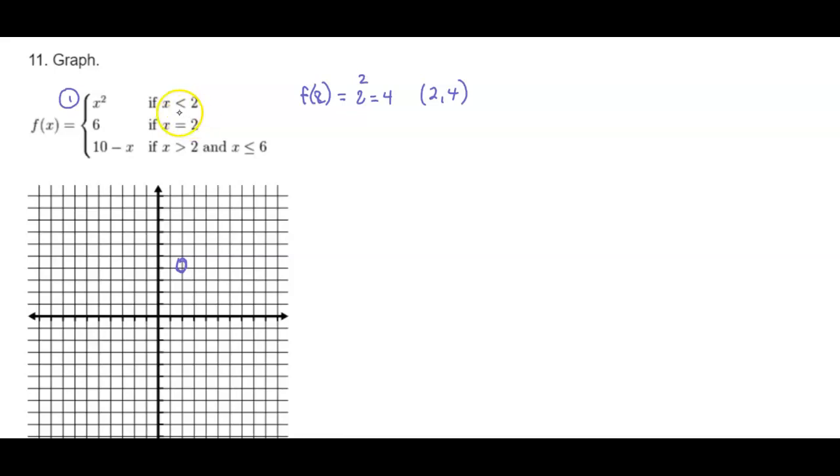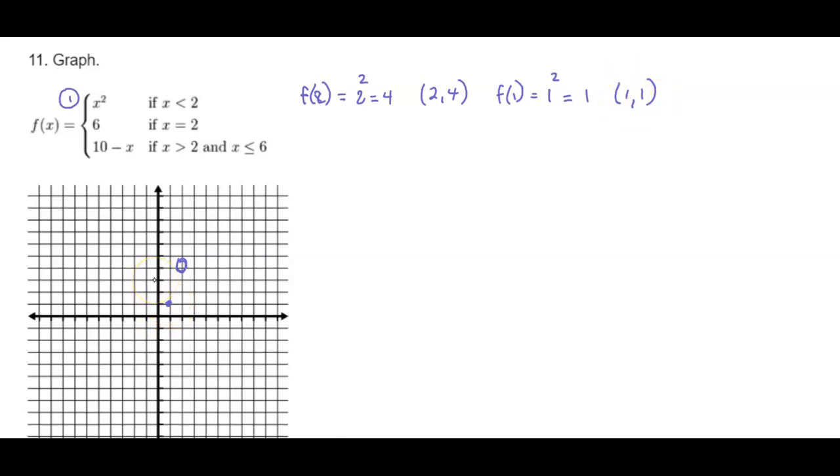So now I'm going to plug in some more points to get another piece of the graph so I can see what it's doing to the left of 2. So now I'm going to do f of 1. So I've got f of 1 in the same piece still. That's going to be 1 squared, which is 1. So we've got a point at (1, 1). So I'm going to go over 1, up 1.